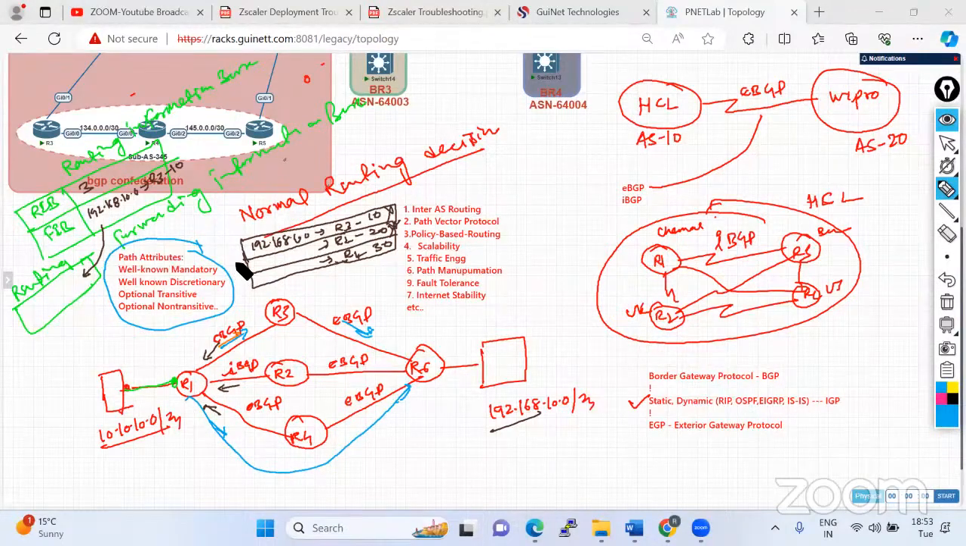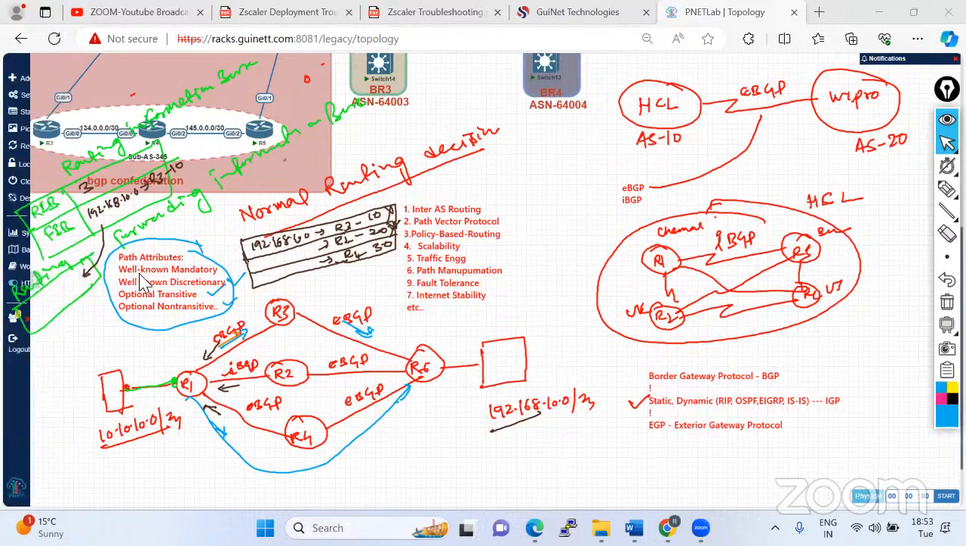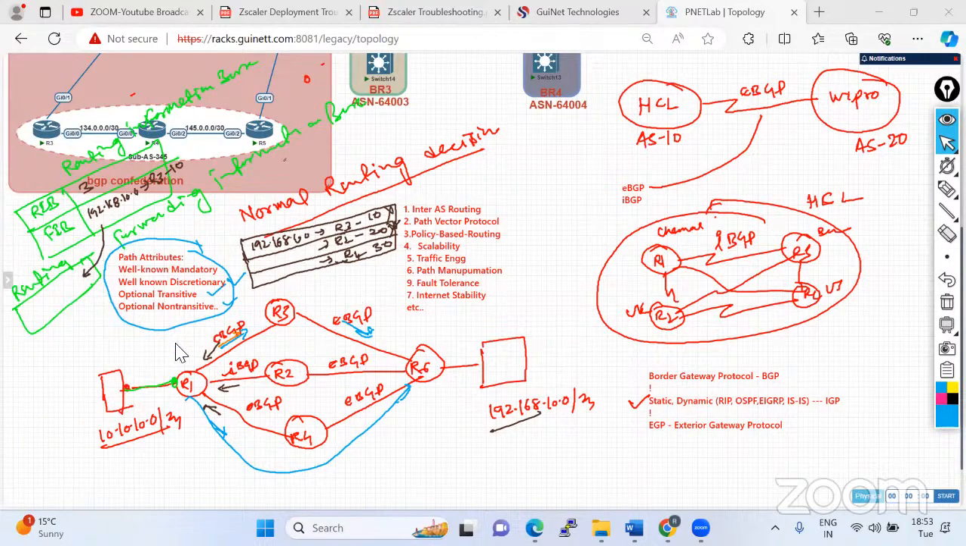We have well-known mandatory, we have well-known discretionary, we have optional transitive, and so on, so we have to do a deep dive. What is a well-known mandatory? What is a well-known discretionary? And what is optional transitive and non-transitive? This is also for the next, advanced session, where we are going to discuss and cover all these steps. But as a basic fundamental, these are the path attributes.